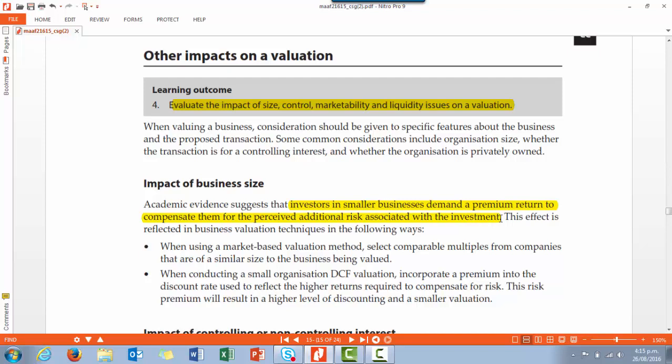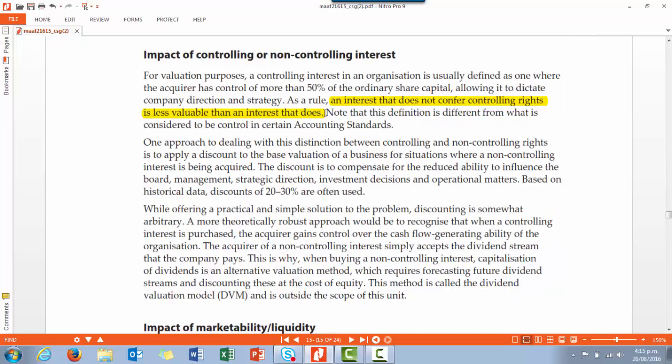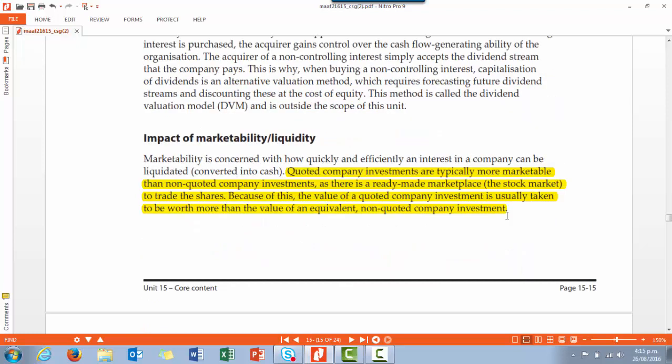First, we look at the impact of business size. Generally speaking, investors in smaller businesses would demand a higher return to compensate them for what they believe is extra risk with owning a smaller business. With regard to a controlling interest, generally speaking, an interest that does not confer controlling rights is less valuable than an interest that does. And finally, we look at the impact on marketability. Quoted company investments are typically more marketable than non-quoted company investments, as it's much easier to sell your shares if they are listed. That's all for now.